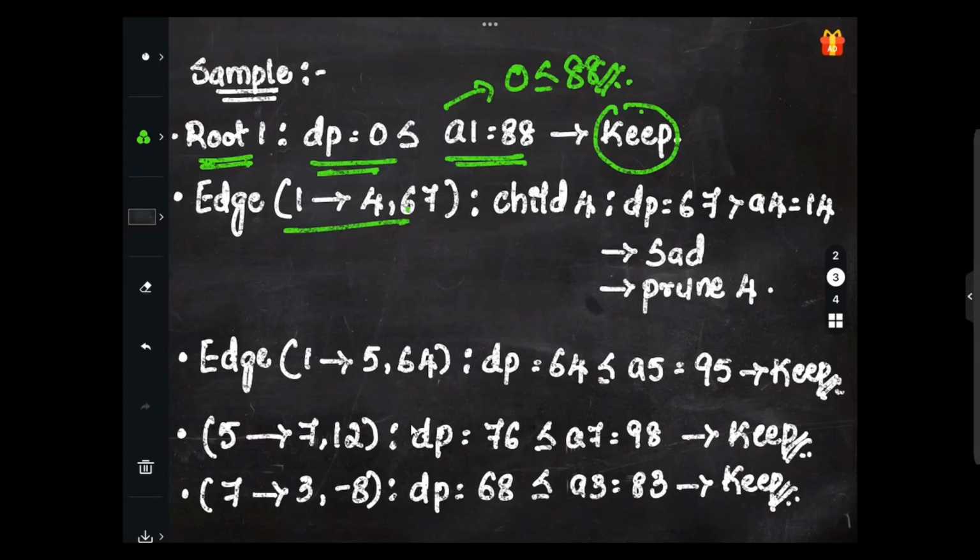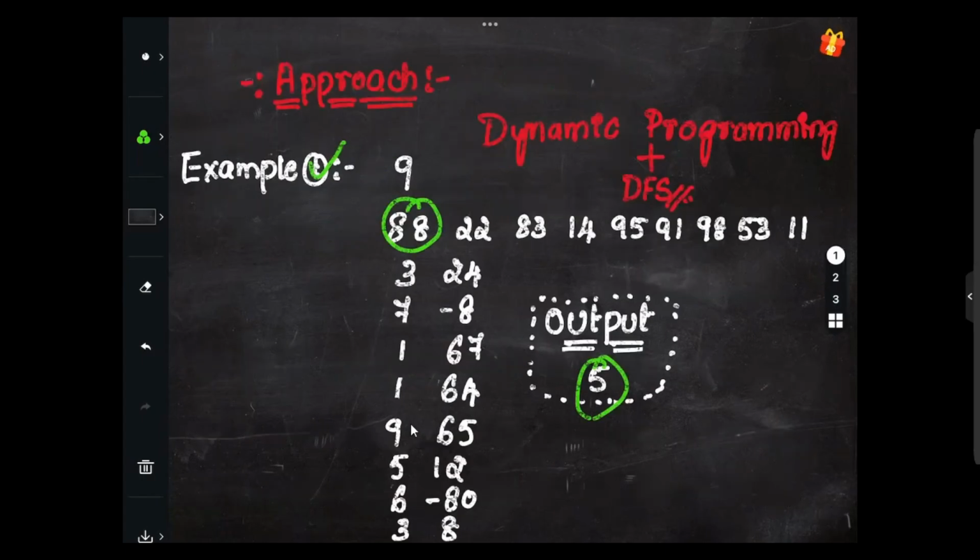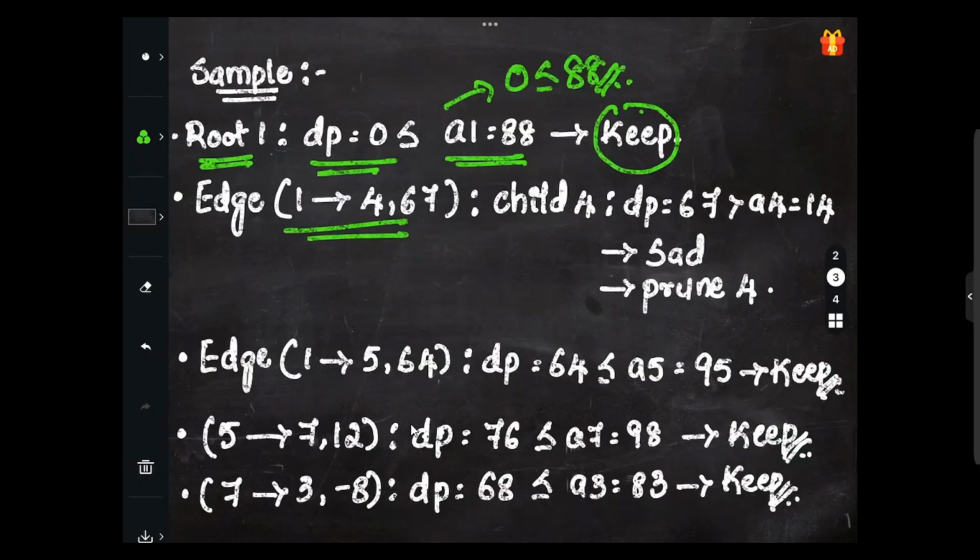Let's go with the edges. Now we have 1, and the next value is 67. We are going with the first edge, 1 4 comma 67. So child 4 has dp equals 67. We have to check whether 67 is greater than a4, because we are going to child 4. A4 is 14, I think.